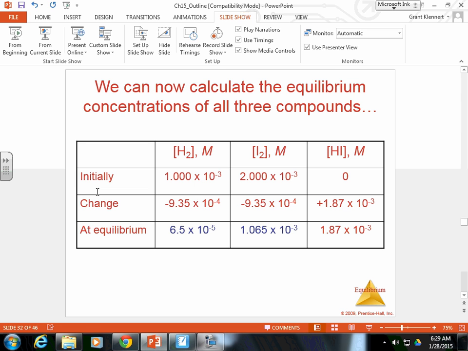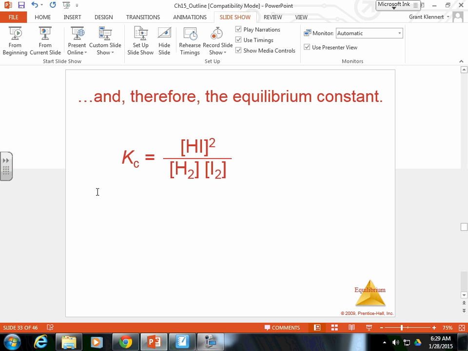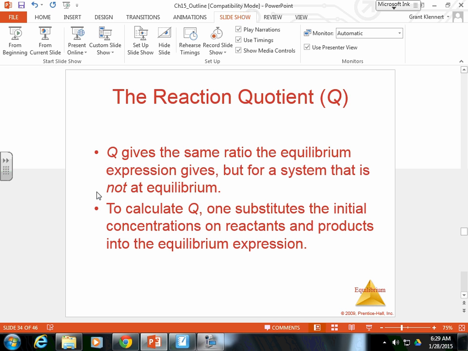So we can take all three of those values at equilibrium, we can plug them in, and we could solve for Kc hypothetically. So that is what we're going to start doing, is we're going to start focusing on these ICE problems, initial, change, and equilibrium. And we're going to spend a lot of time working on these ICE problems.